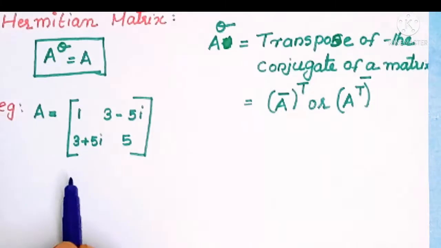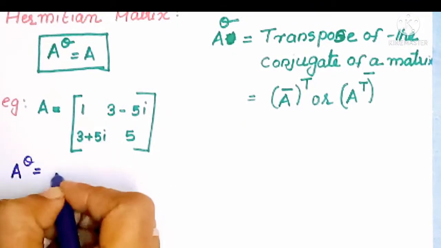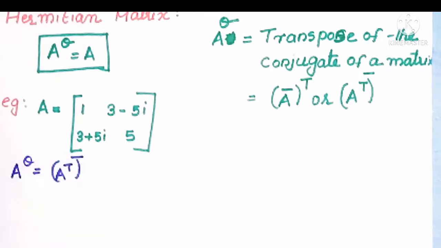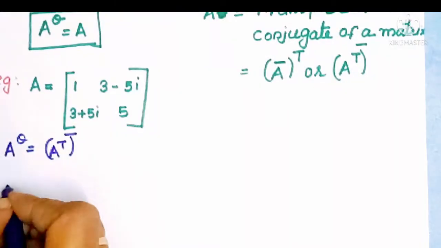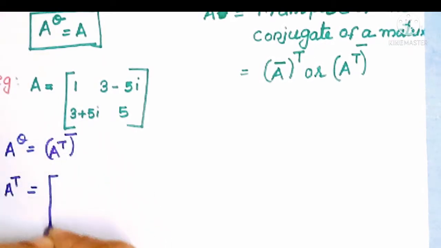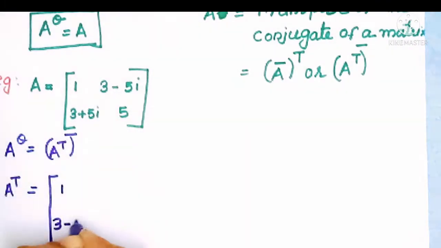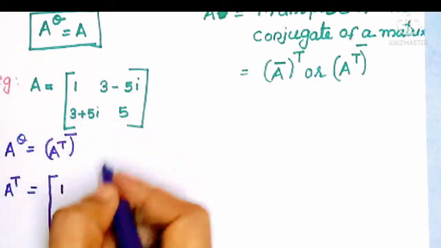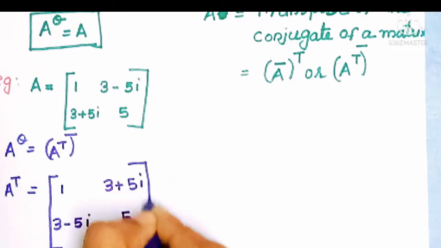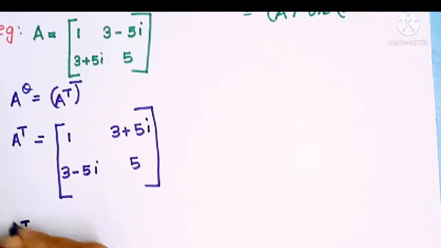Here we are going to find A theta. What is A theta? A theta is equal to A transpose the whole bar. Okay. What is A transpose? Transpose of this matrix. Row becomes column. So 1, 3 minus 5i, then 3 plus 5i, 5. This is A transpose.